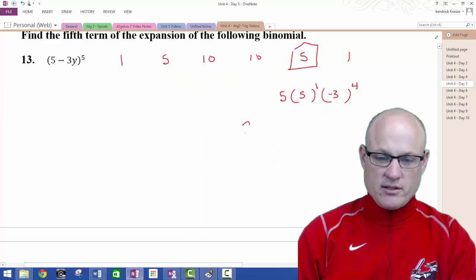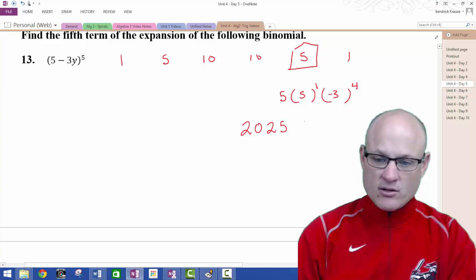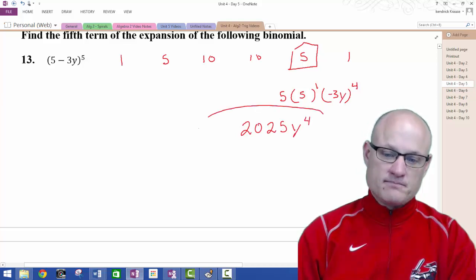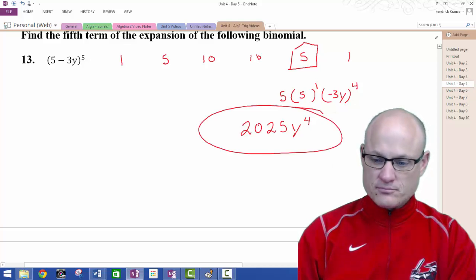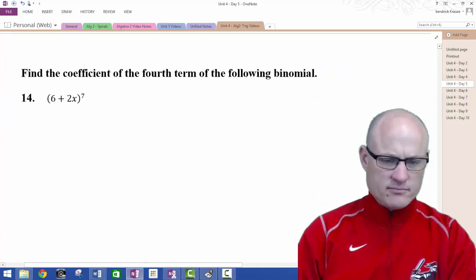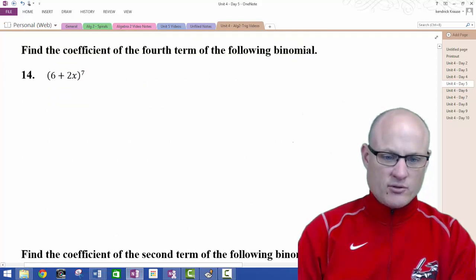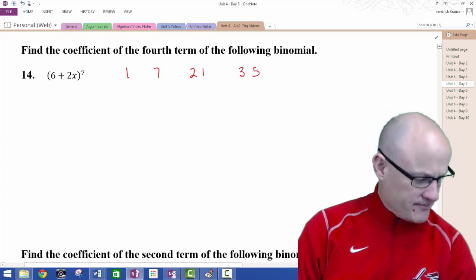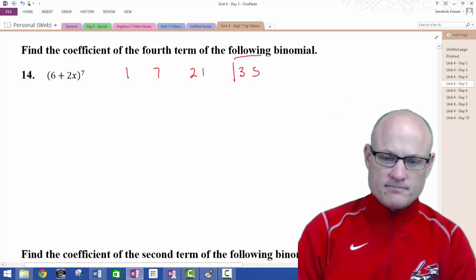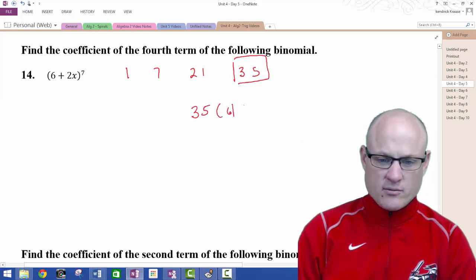So it's 2025. Oh, forgot the Y. I knew there had to be a Y in there. Y to the 4th power. There we go. We got 2 left. 4th term. So, 1, 7, 21, 35. I believe that's the 7 row, right? So, I only need this one. So, I know it's 35, parentheses 6, parentheses 2x.